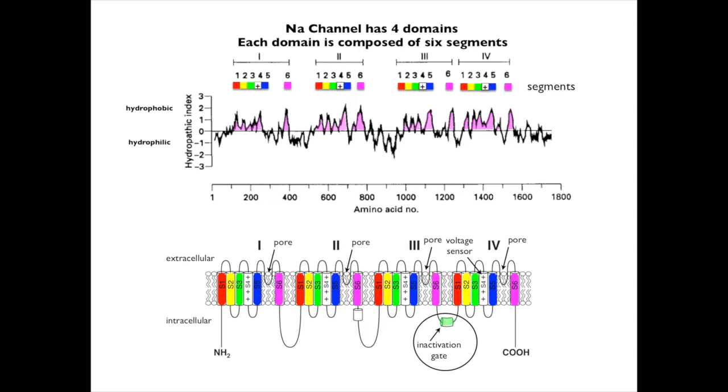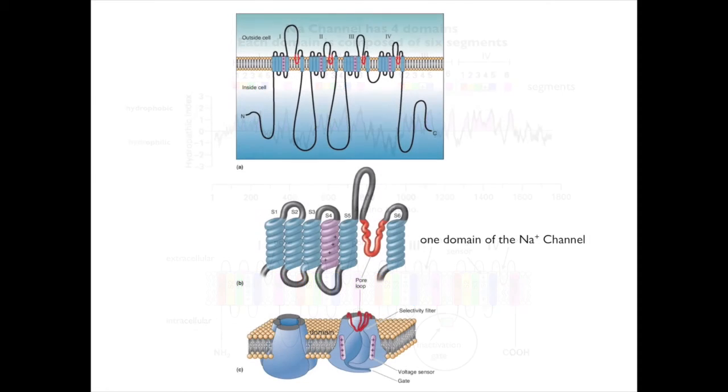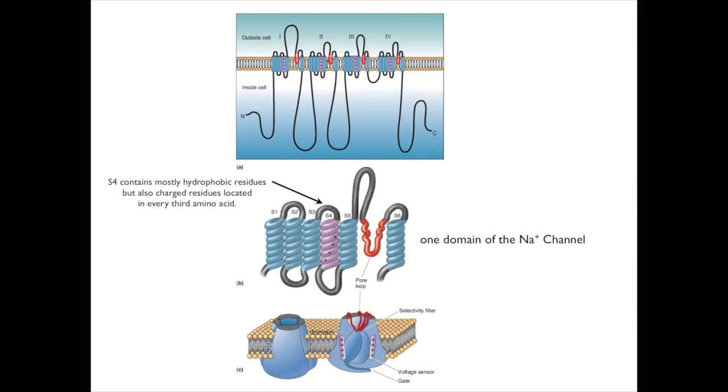But I first need to point out that the domains are not arranged linearly, as they're shown in this figure. This slide shows both the linear arrangements of the four domains at the top and an expanded version of one domain in the middle panel. S4, the voltage sensor, and the core loop are highlighted.